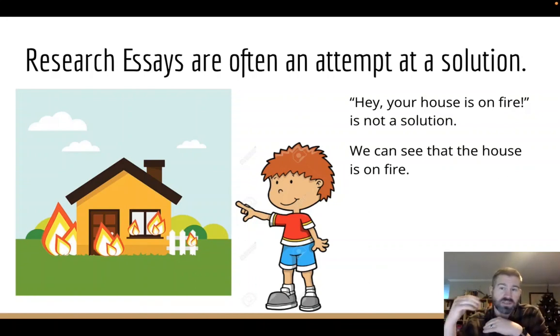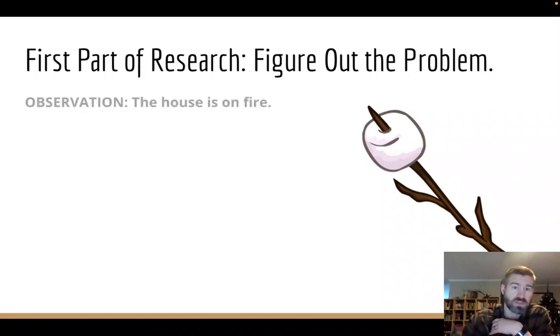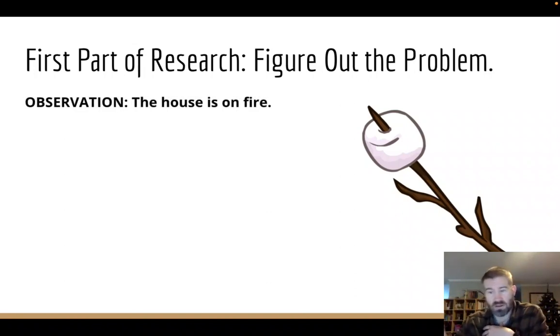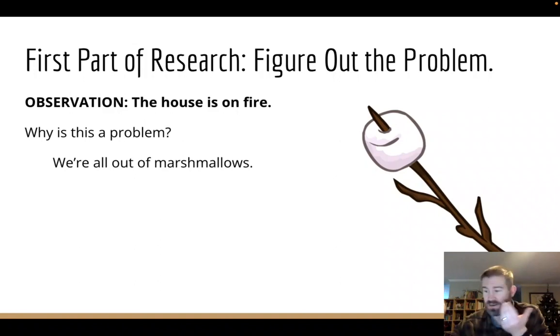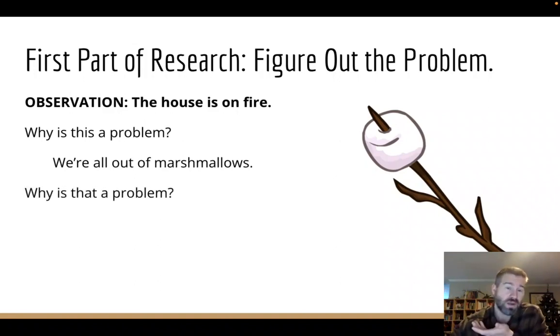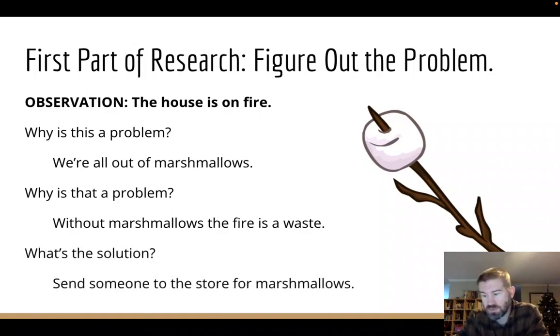So one way to do this is to think about the why. The first part of a research essay is really to figure out what the problem is. So observation: the house is on fire. Now, why might this be a problem? Well, any number of reasons. Grandma's still in the attic. We don't have anywhere else to go. Or maybe we're out of marshmallows. And why is that a problem? Well, it's a problem because without marshmallows, that fire is a complete waste. Now, what might we do to solve the problem? Well, we could just simply send somebody to the store for more marshmallows.